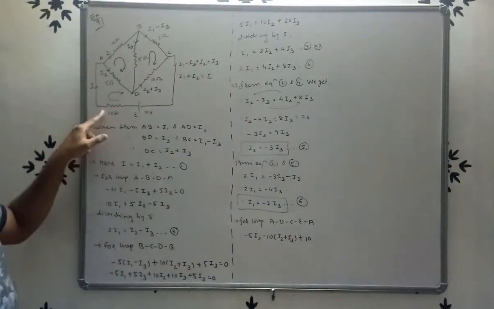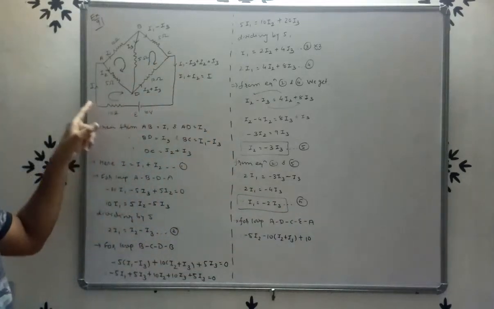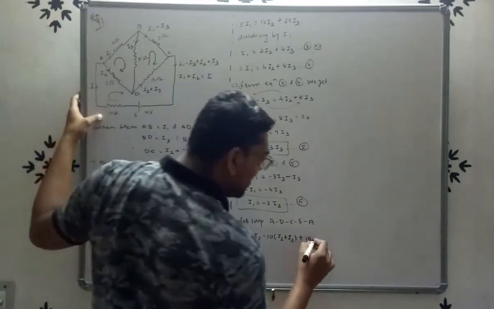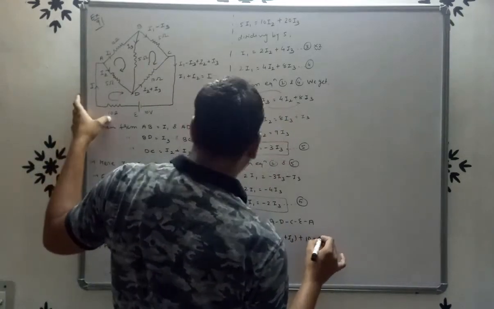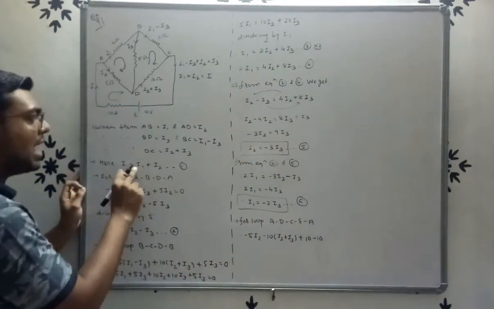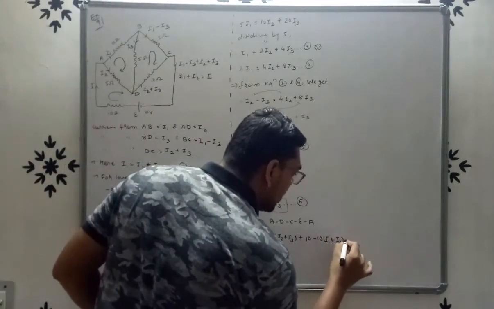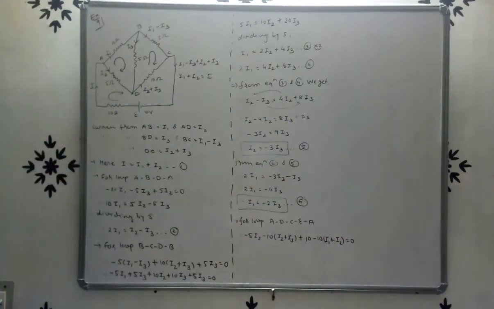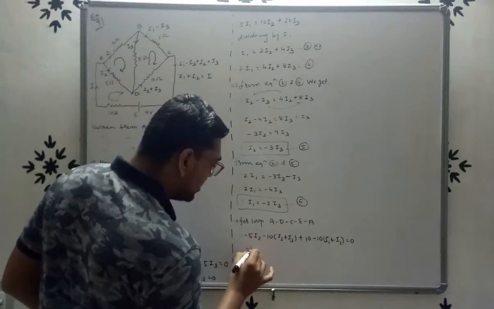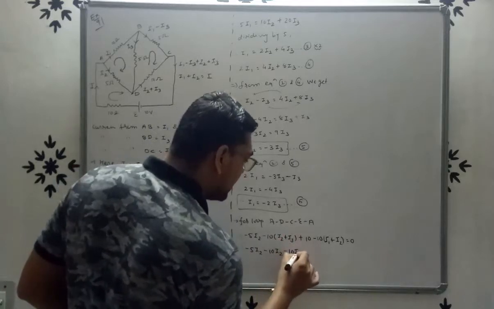And see here, friends, the current will be I and our direction is C to E to A. So the direction of current is also the same. So potential IR will be negative. So minus the value of resistance is 10 and the value of current I. But we know that from equation 1, I is equal to I1 plus I2. So minus 10 times I1 plus I2 is equal to 0. Right? So here we multiply this bracket by 10. So we get minus 5I2 minus 10I2 minus 10I3.